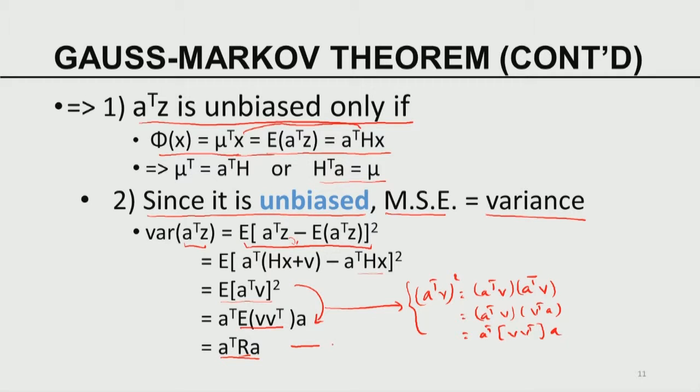A transpose is this, this is the matrix, and that is a vector. So this is a scalar. The variance of a scalar is a scalar. Everything matches. So I have computed an expression for the variance of the estimate: the variance of the estimate is A transpose R A.